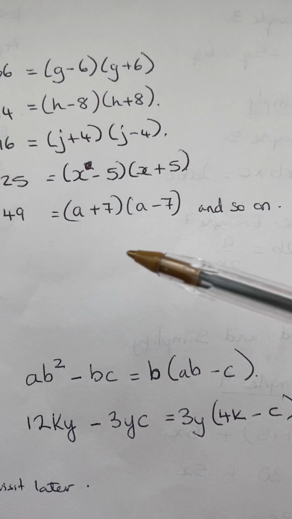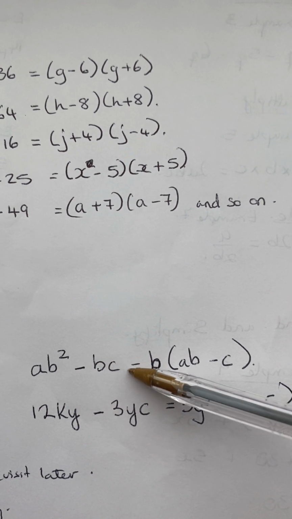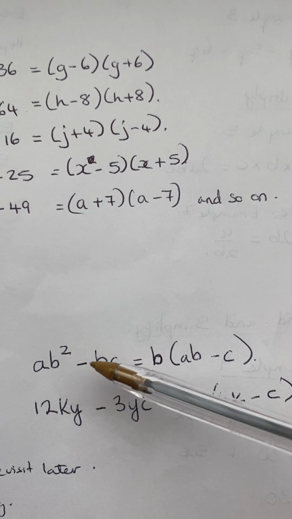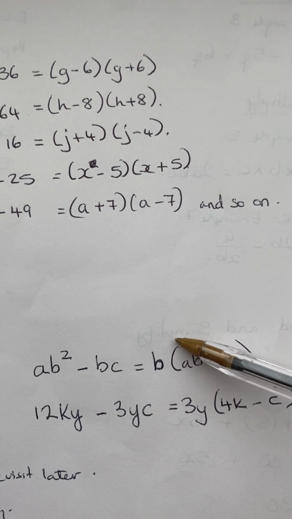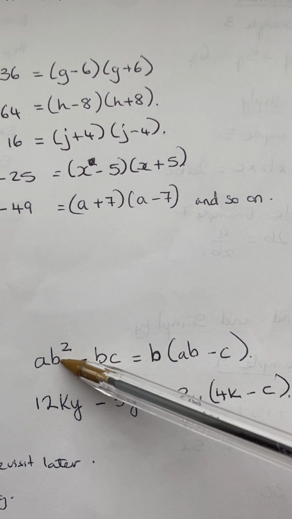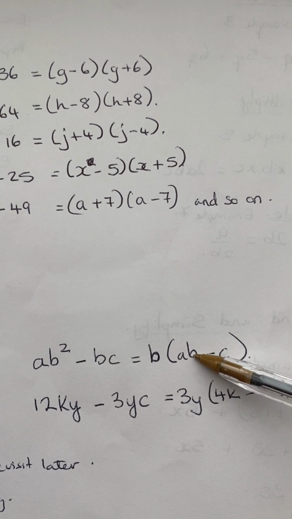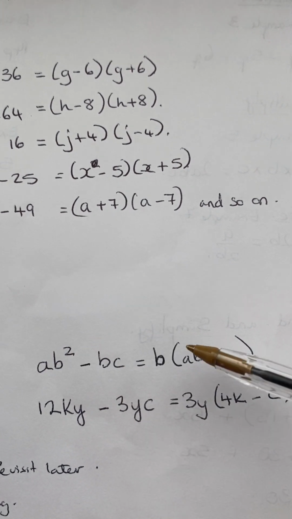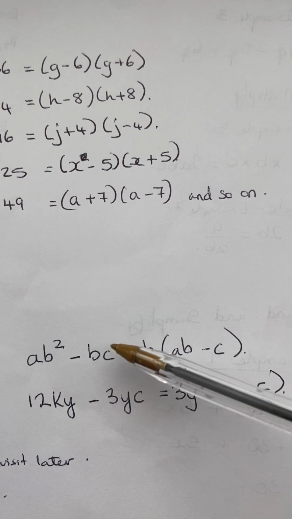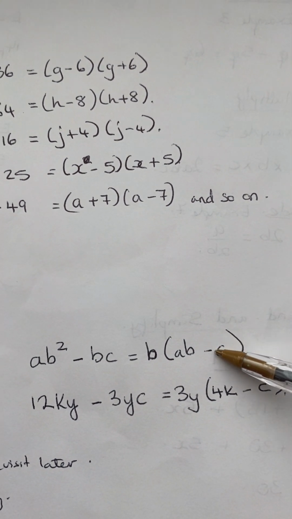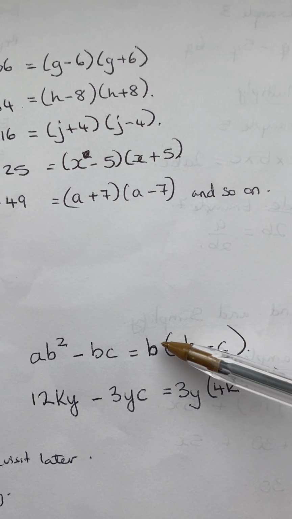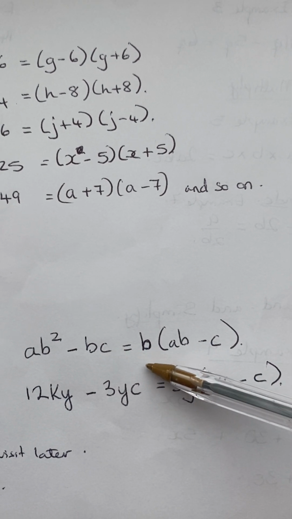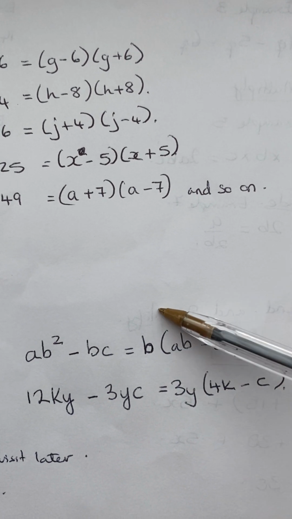Our last two examples. So ab squared minus bc equals, here and there, b is a common factor, so b, and then we introduce a bracket. If we take b out of this, we are left with ab, so that when we multiply back, we can get ab squared. Now if we take b out of here, there is a minus, so we are left with only c. So if you multiply b times minus c, you get minus bc. Okay, so have a look at it properly.